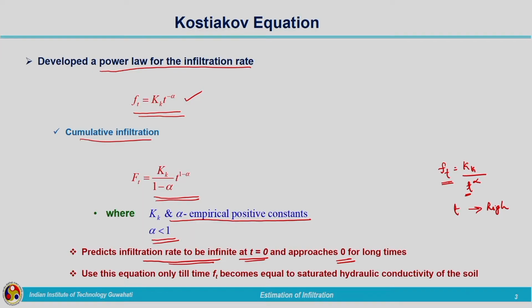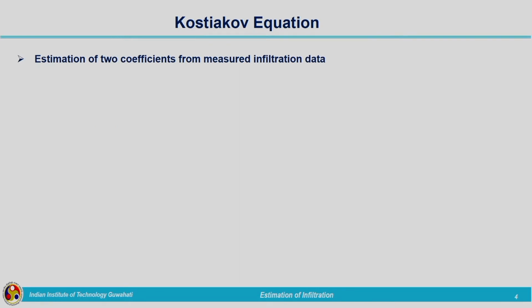We will stop the experiment when the infiltration rate reaches the steady state value, and we will take that as the hydraulic conductivity value. So, this equation is valid till the time f(t) becomes equal to the saturated hydraulic conductivity of the soil. Now, this equation has two coefficients, K and alpha. These coefficients need to be determined. So, next let us see estimation of the two coefficients from the measured infiltration data.